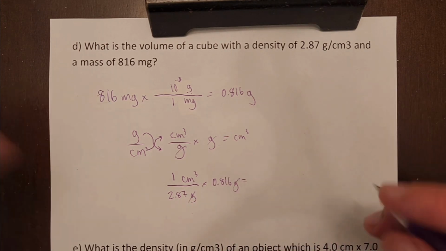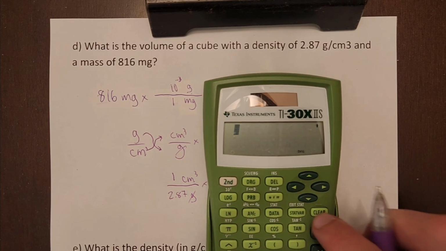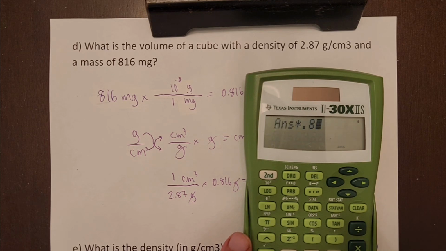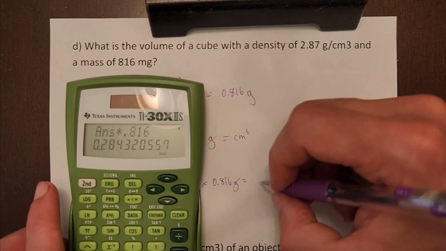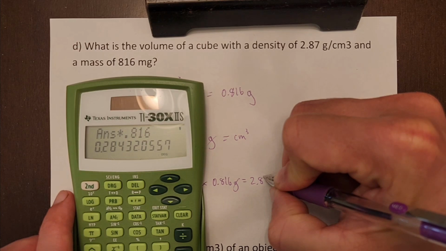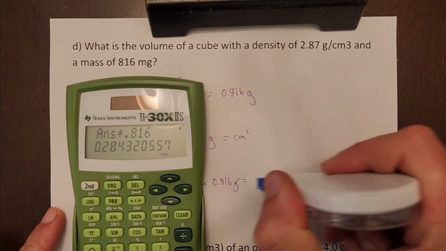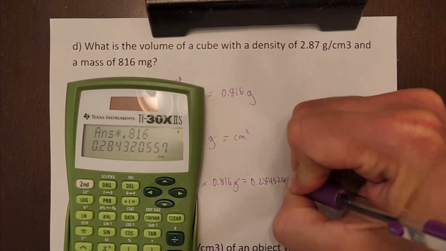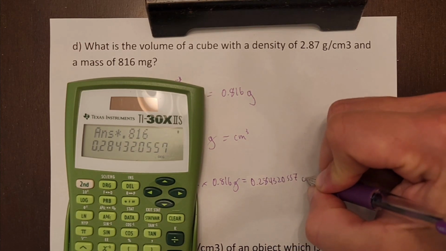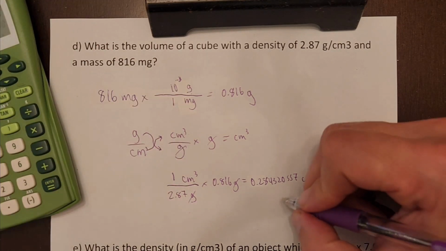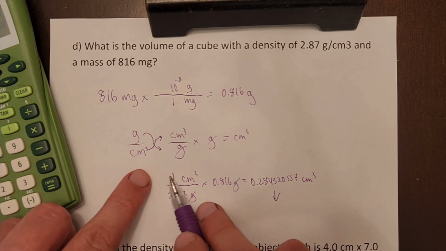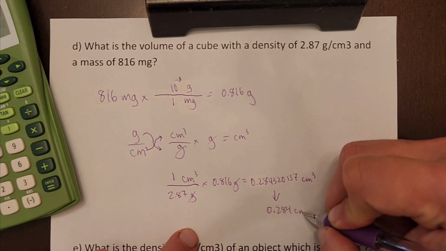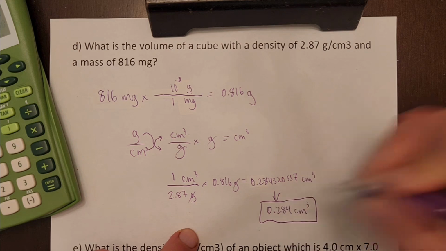I should show how to actually do this on a calculator. 1 divided by 2.87 equals, times 0.816 equals 0.284320557 cubic centimeters. Infinite sig figs, don't worry about the 1. 3 sig figs, 3 sig figs, so 0.284 cubic centimeters. That's the volume of this cube.